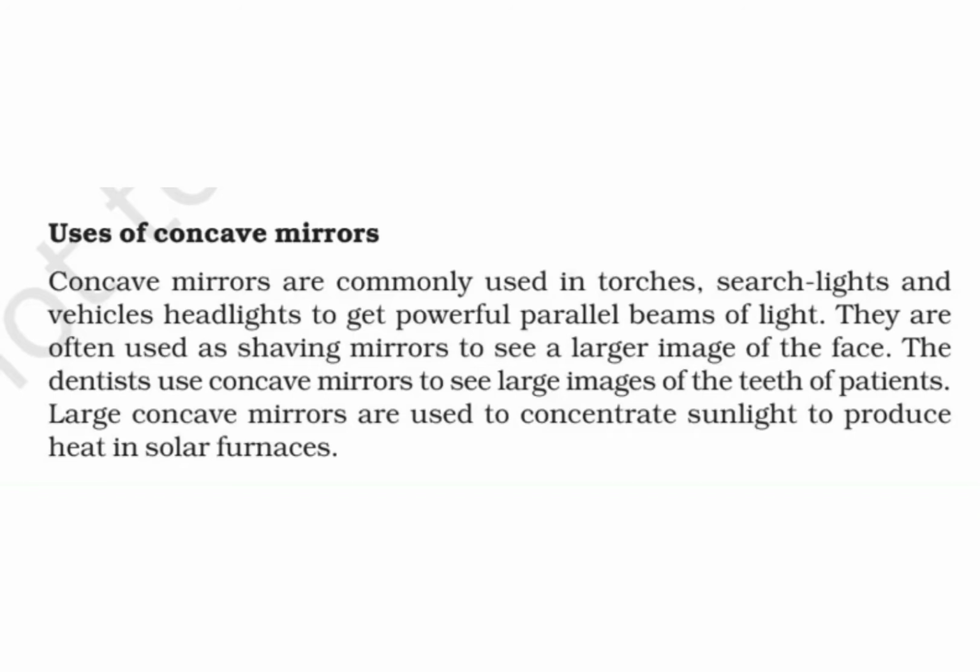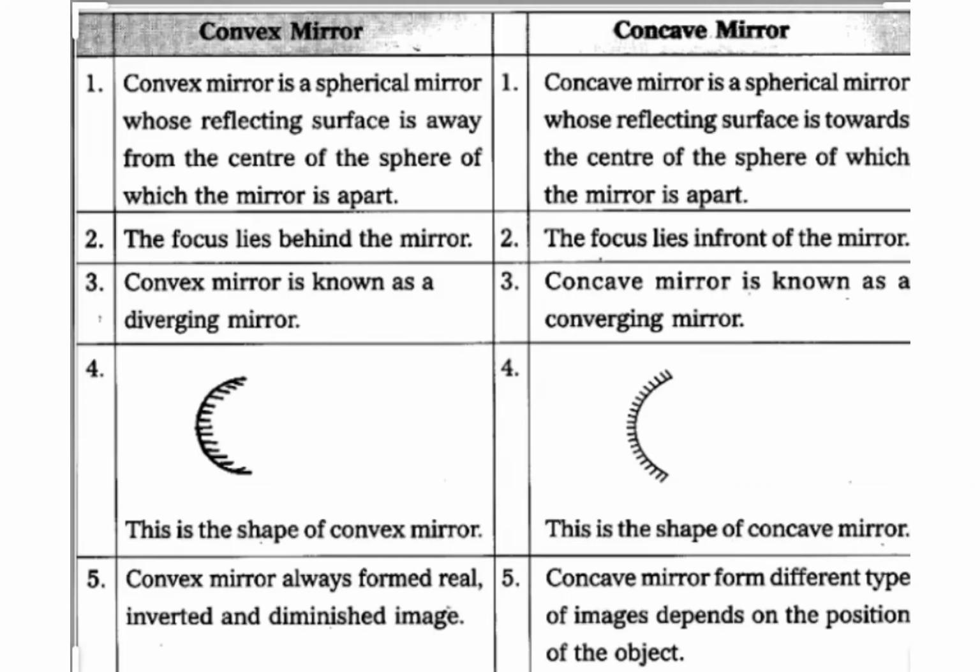Students, you know concave mirror also gives virtual image, but it is enlarged. So because of this they are used as shaving mirrors or they are used by dentists. So students, now let us see the difference between convex mirror and concave mirror. First one, convex mirror is a spherical mirror whose reflecting surface is away from the center of the sphere of which mirror is a part, which means that it has an outward reflecting surface. Concave mirror is a spherical mirror whose reflecting surface is towards the center of the sphere of which mirror is a part, which means that it has an inward reflecting surface.